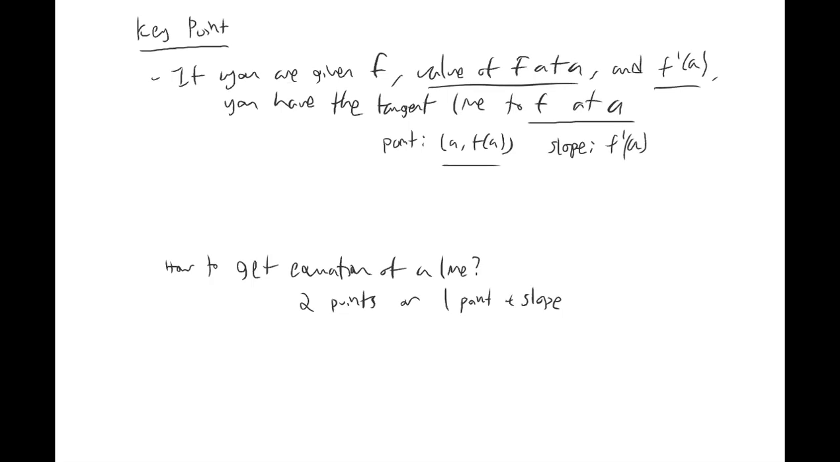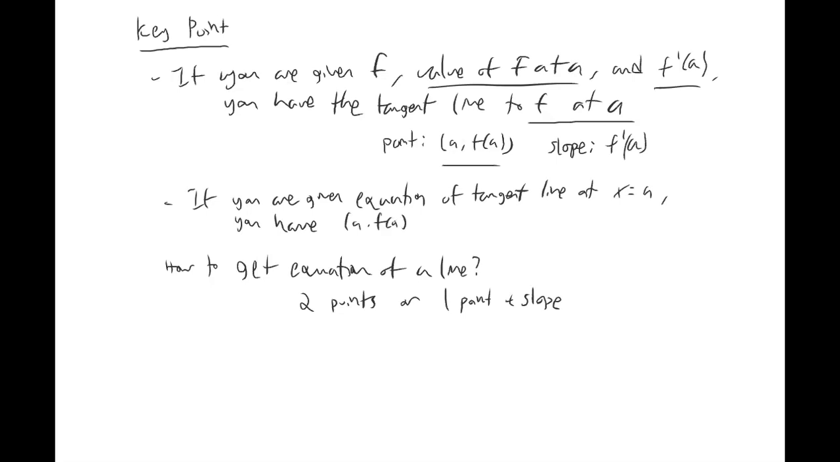So next, if you are given the equation of a tangent line, right? A line is just a point and a slope. So tangent just means it's a particular point and a particular slope. In this case, it has to be the point f at a and the slope f prime. So you have vice versa: you have a, f of a, and f prime at a, right?